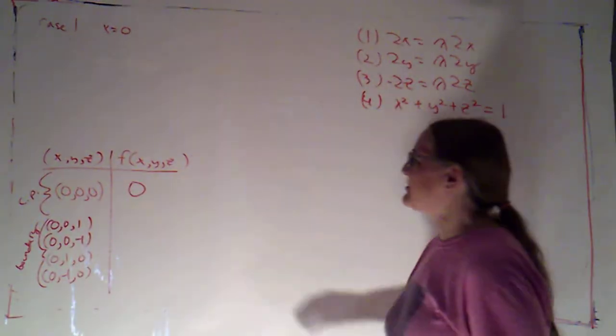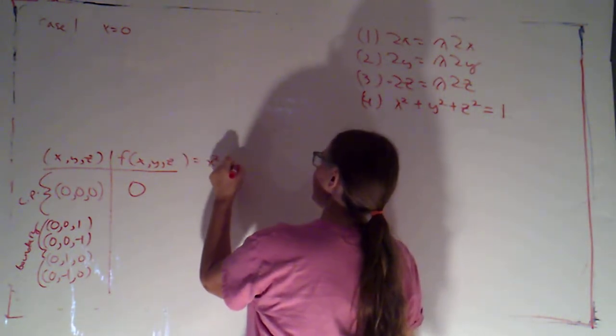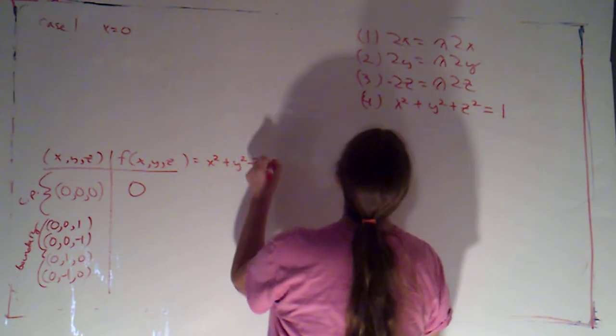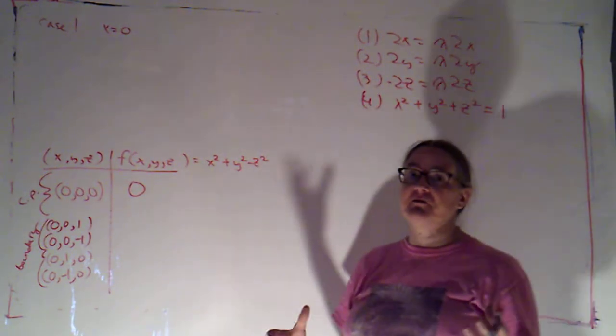We continue with this problem. We are trying to optimize the function f of x, y, z. I'll remind us it was x squared plus y squared minus z squared. And we're trying to optimize that on the solid unit sphere.